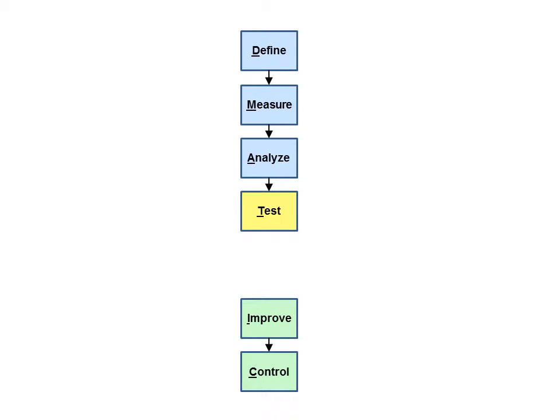The results of the test program are compared with the desired results of the improvement effort. If the results are not the best we think we can get, we loop back to define and try again. When the test results meet our expectations, then we move to improve and actually change the process.